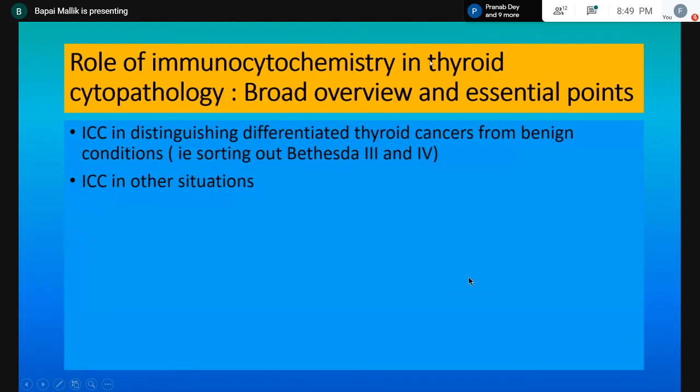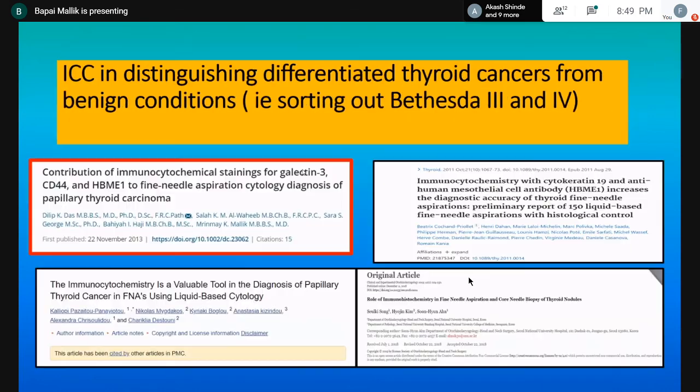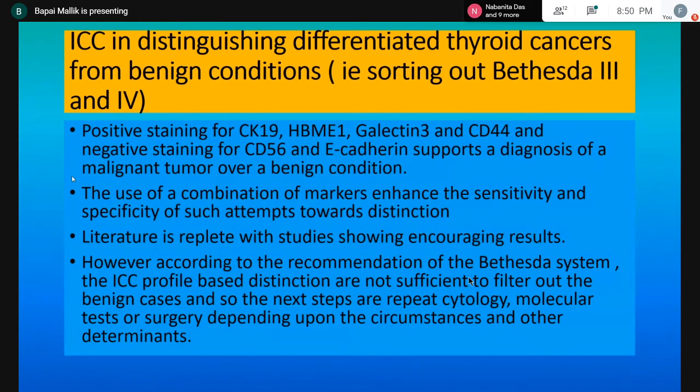Right. So the role of immunocytochemistry in thyroid cytopathology, the broad overview and essential points. So first of all, you can think of immunocytochemistry in distinguishing differentiated thyroid cancers from benign conditions. That is, can we use immunocytochemistry to sort out cases which we put in Bethesda 3 and 4? And other is immunocytochemistry in other situations. Now, a lot has been done, including one work from our lab, where you have tried to use a number of stains, antibodies to try and sort it out. And most of them have shown extremely encouraging results in trying to differentiate between a benign and a malignant condition, okay? But how good are they under practical circumstances?